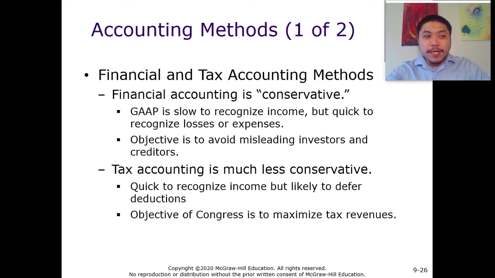So that's why businesses maintain two sets of books. They maintain financial accounting books, and they maintain tax books, because the accounting methods applied for financial accounting and for tax accounting are going to be different, because of the differences in the objective. So we have to keep in mind there's a difference between financial accounting and tax accounting.